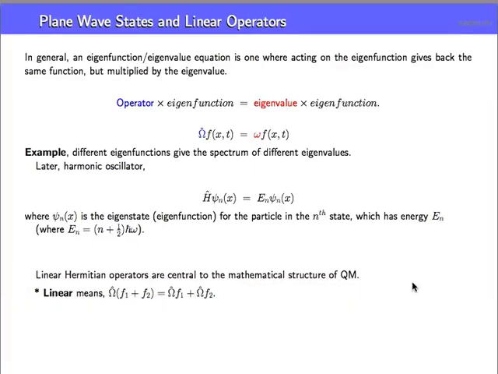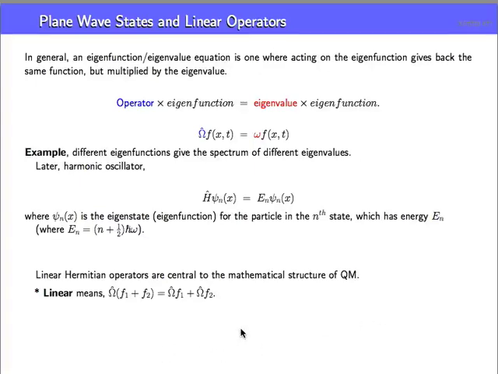Linear means that if the operator acts on a sum of two functions, for example, that will equal the sum of the operator acting on each individual function. As shown here. You can think of a case where that wouldn't work: say the operator takes the function and squares it. That's nonlinear. In that case, you get f1 squared plus f2 squared plus a cross term. That would not equal f1 squared plus f2 squared because you're missing the cross term. So that's what we mean by linear. And all these operators in quantum mechanics are going to be linear.